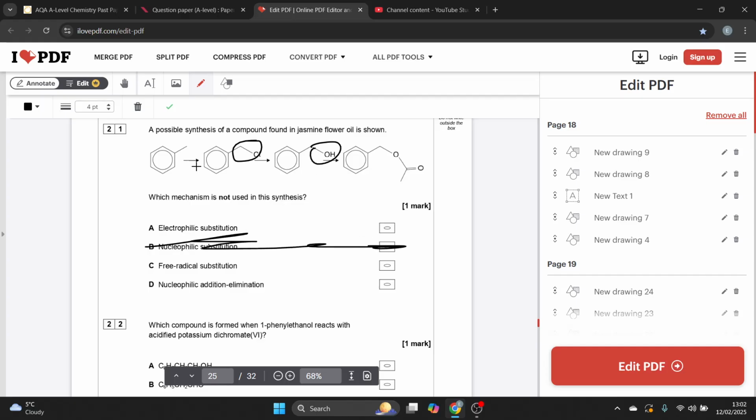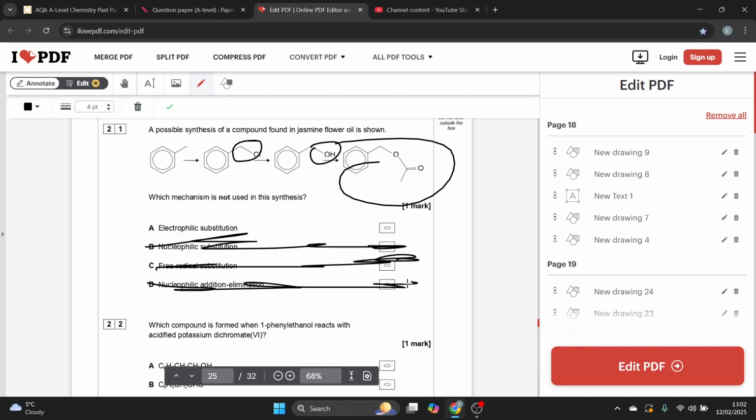Free radical substitution, yes, that's for the first one, so that definitely is. Nucleophilic addition elimination, that's that one. That definitely is. Electrophilic substitution. Where's the nitro group?